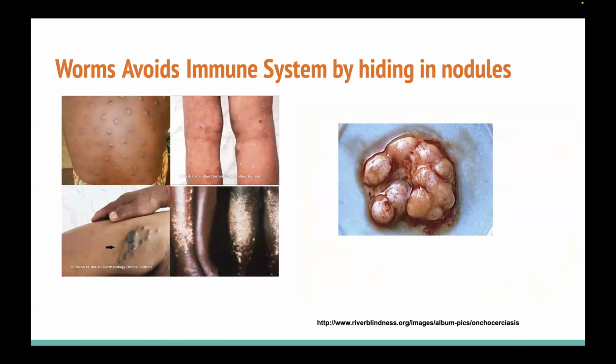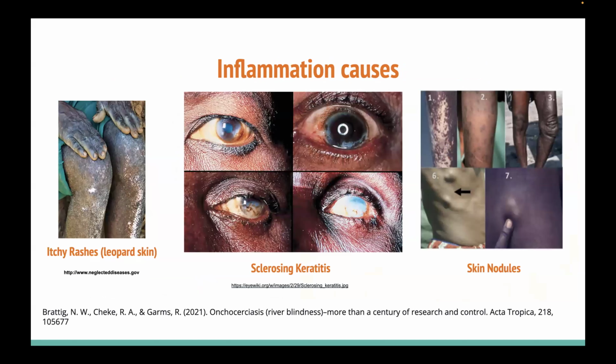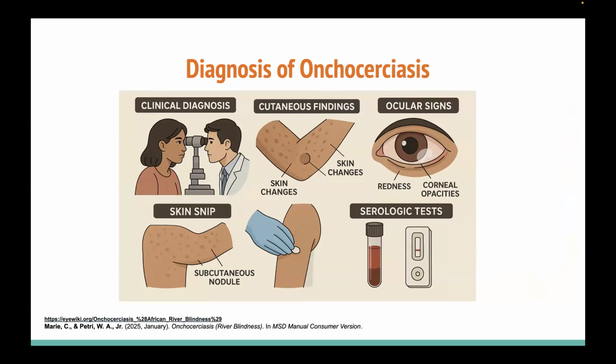These worms typically avoid the immune system by hiding in the nodules of the skin, where they grow and become lumpy. If the inflammation increases and these nodules are left untreated, they turn into itchy skin, sclerosing keratitis and skin nodules. Current diagnosis systems include invasive methods, which typically involve taking skin snippets and observing them under the microscope, or other serological tests.